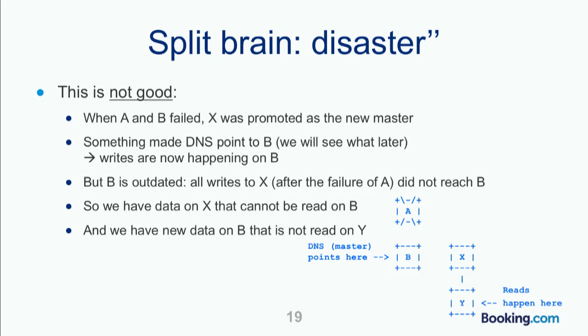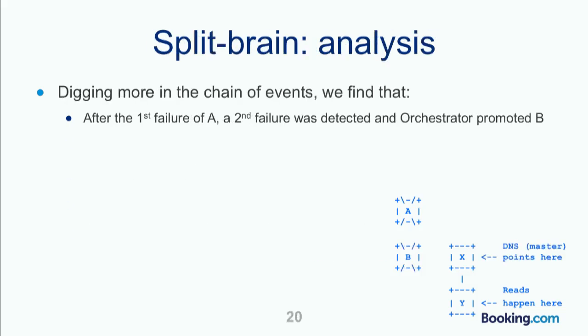So when we woke up, we basically found out that B was being written to. So we had data in B that wasn't in X and Y, and we had data in X and Y which wasn't in B, which is just the sort of thing that you don't really want to happen to you. So that was the failure.